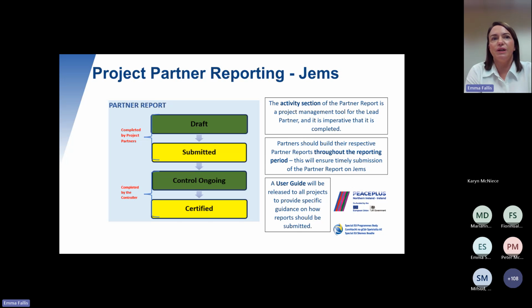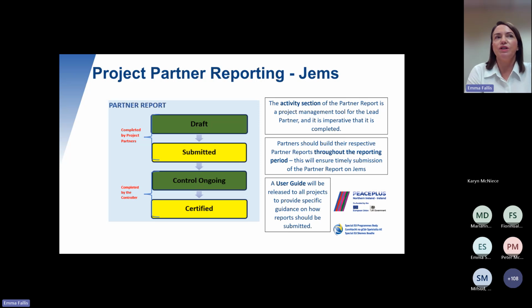So once you have it submitted, the control function can kick in, and that's our external controllers in this program. So the controllers will start then, and they will examine all of your expenditure. They'll examine the expenditure that's due for sampling. They'll test all of the expenditure and make sure that a compliant process has been followed and that it's eligible against your approved project. So they'll apply that sampling methodology and management verification to each partner report. And then when they're content with it, they will certify it.